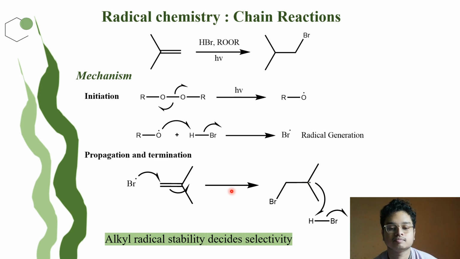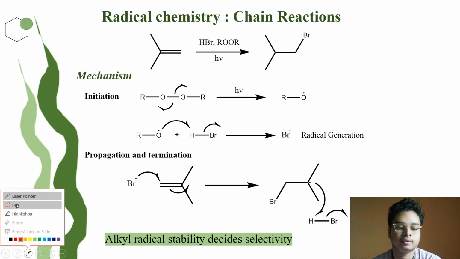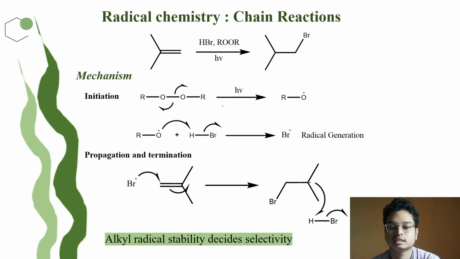That means, if we see that this particular compound is the major one, the bromine can attack here to generate this tertiary radical, which is much more stable than the primary radical. That means the selectivity of the reaction depends solely on the resulting alkyl radical stability. This particular radical is much more stable than the primary radical. That's why this compound has been formed, and this compound is not formed.